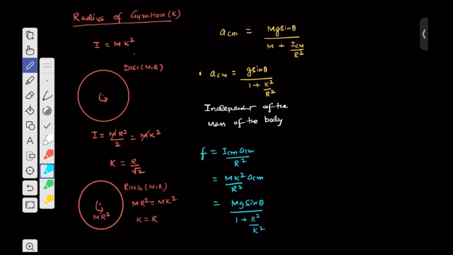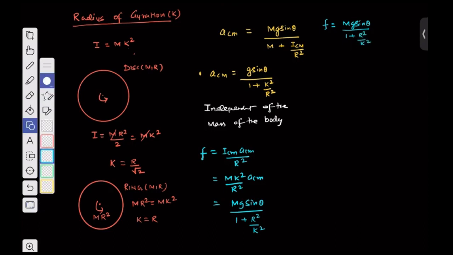So the friction force is going to be equal to mg sin theta by 1 plus r square by k square. You are supposed to remember these two results. Not only do you need to know how to solve for it, you even need to remember the results.